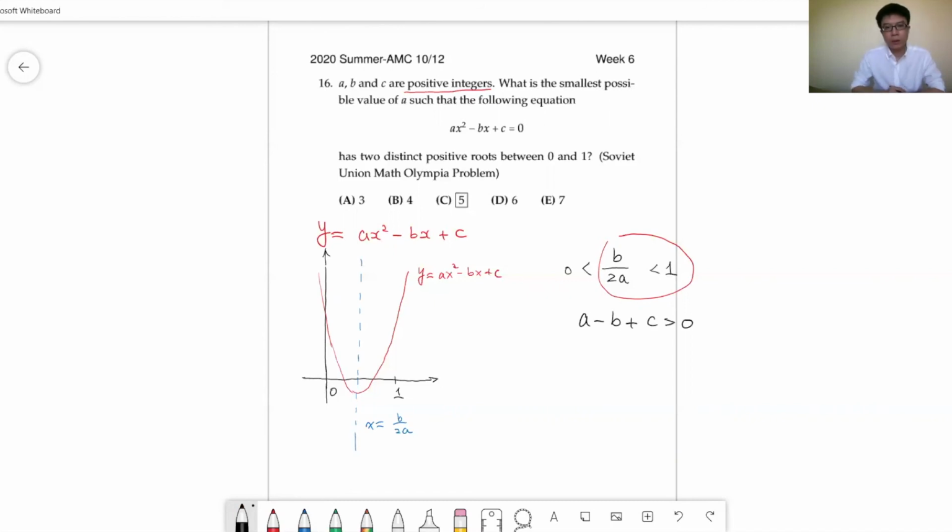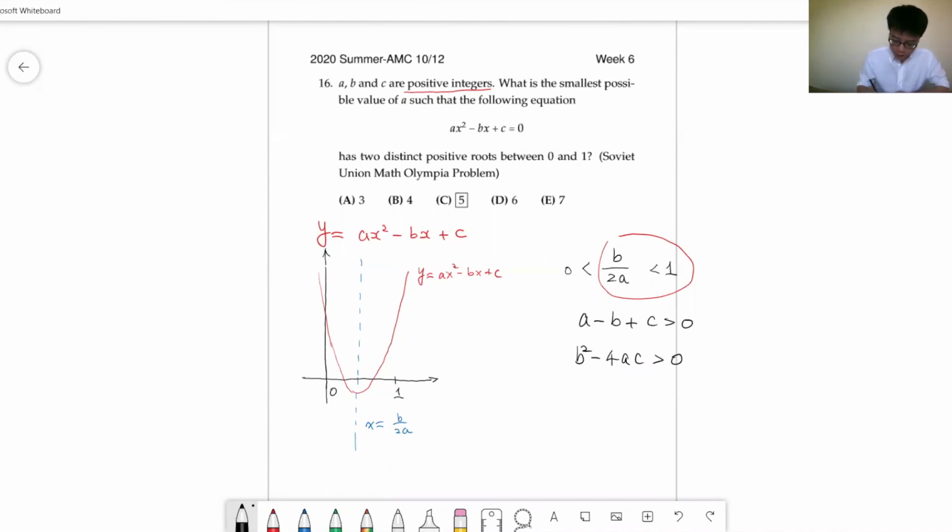And finally, we have two distinct roots, so the discriminant b squared minus 4ac must be positive. All right, we need these three conditions to guarantee everything. And on the other hand, everything in the problem is characterized by these three conditions. Now let's see how to find the least possible value of a.